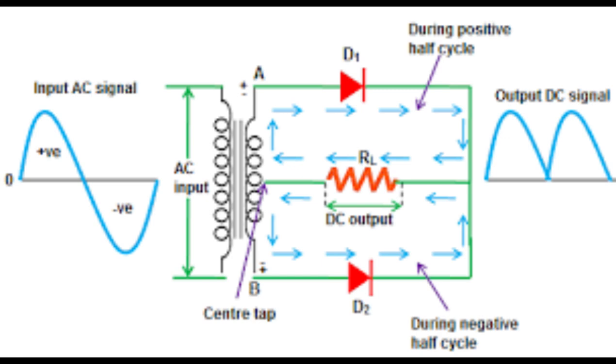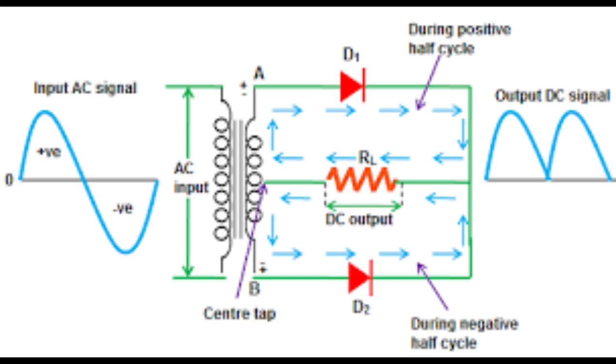The working principle of the center tap rectifier: in the first half cycle, the top end of the secondary winding is positive and the bottom end is negative. Diode 1 is forward biased and conducts. The second diode is in reverse bias and blocks the current flow.